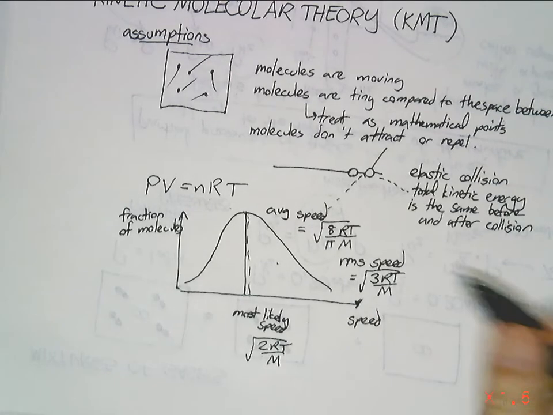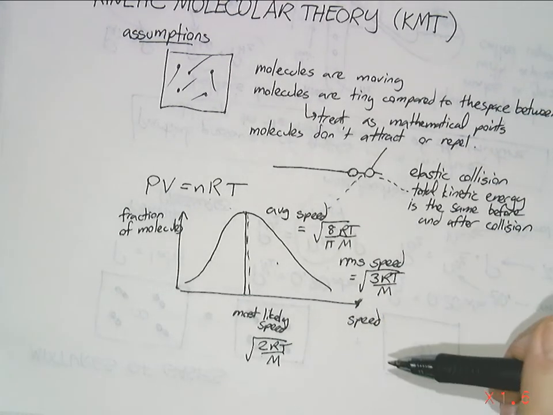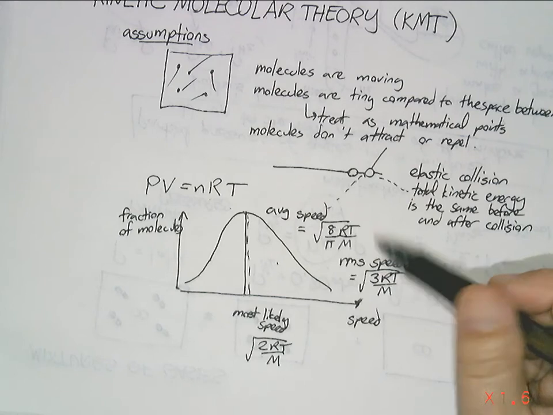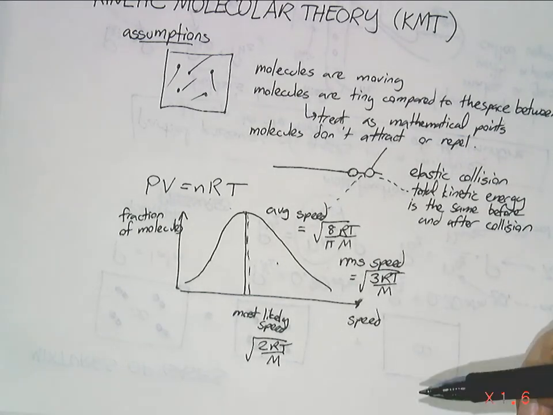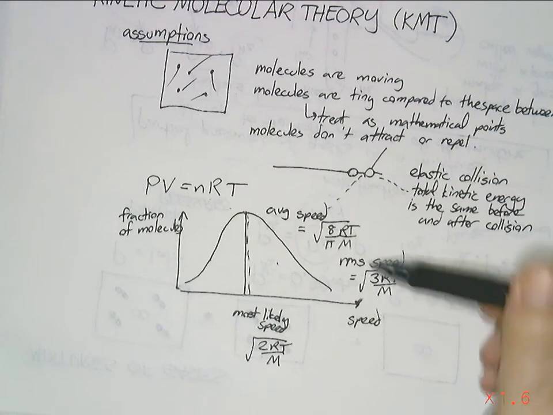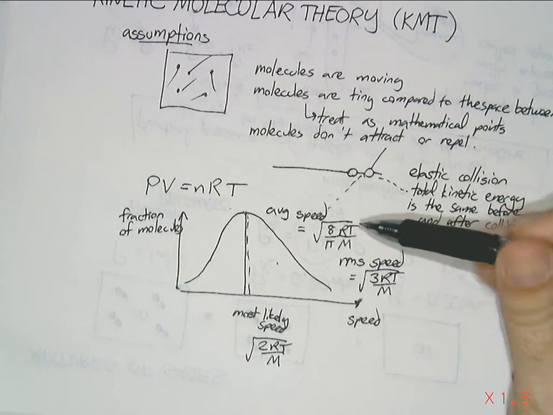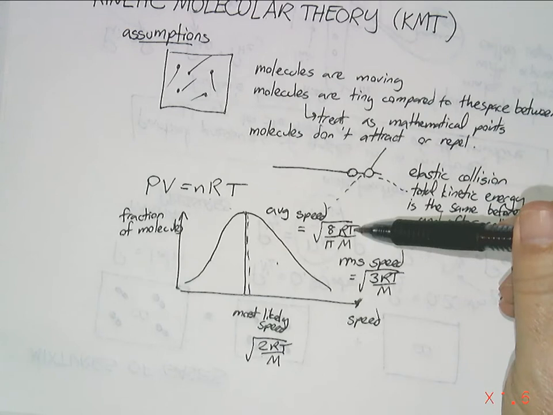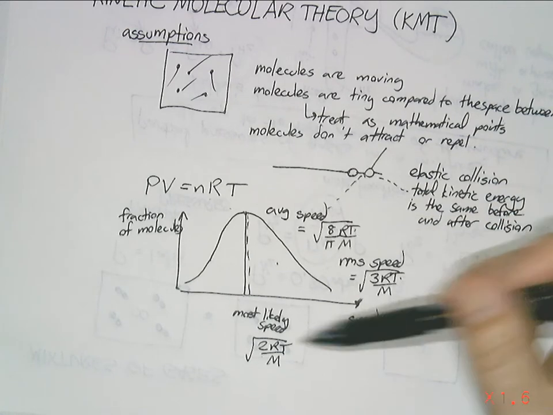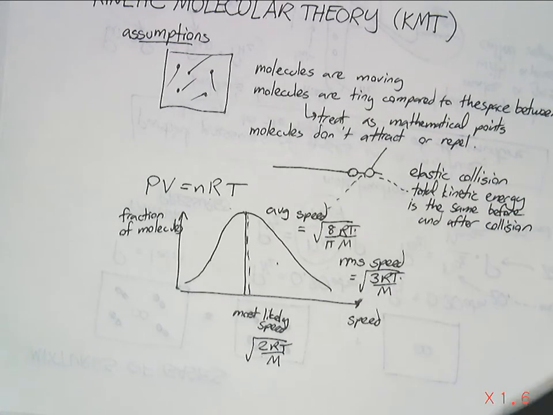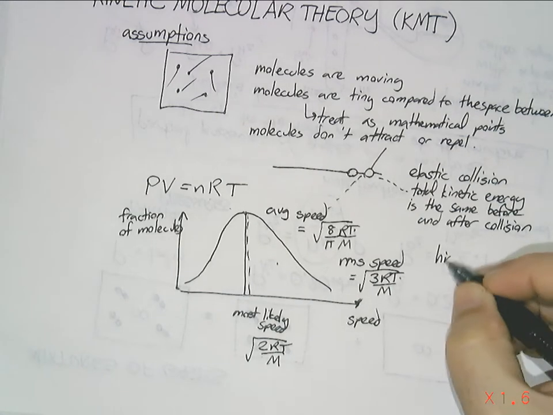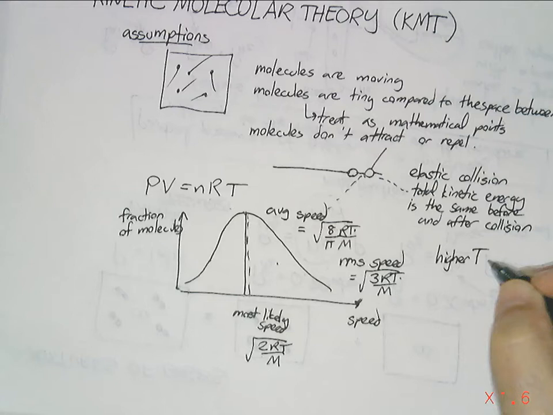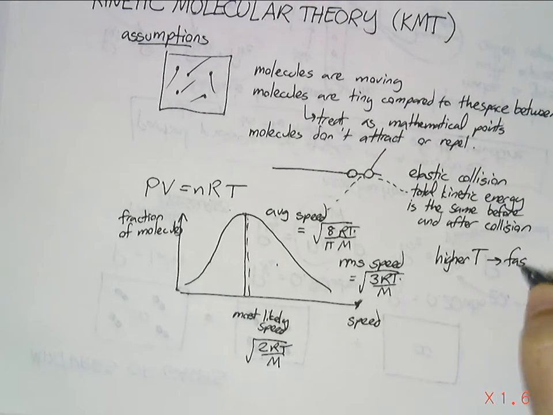You might be wondering, do I have to remember all these equations? And do I have to know how to define an RMS speed and an average speed and a most likely speed? It'd be nice if you did, but you don't really need to. What I want to point out here is that as the temperature goes up, as you make the T bigger, all of these speeds get bigger. So higher temperature, faster average speeds.